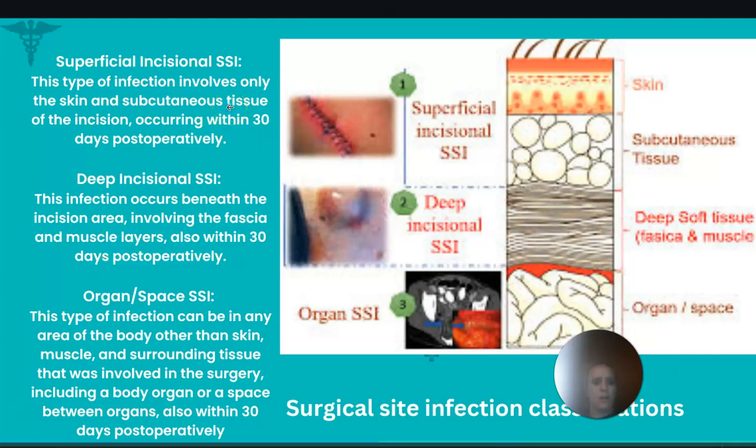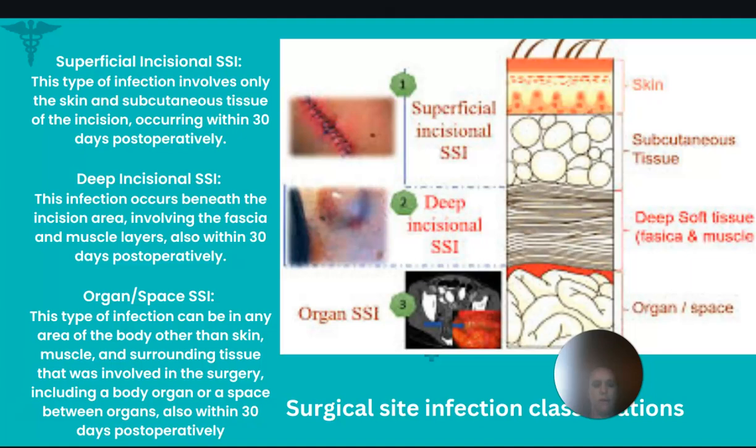This next slide is just showing the classifications of surgical site infections, which I had this picture attached to it, so you can see what they look like in cartoon and in real form. Superficial incisional SSIs only affect the skin and the subcutaneous tissue of the incision, and are typically seen within about 30 days of a surgery. And you can see here it's the skin and subcutaneous tissue. Then number 2, the deep incisional SSIs. These involve the fascia and the muscle layers, also typically seen within 30 days postoperatively.